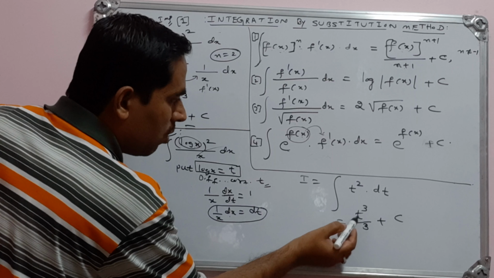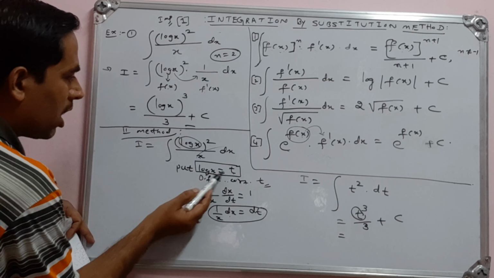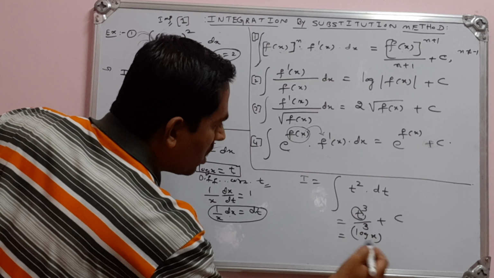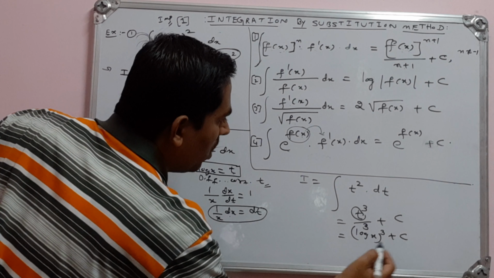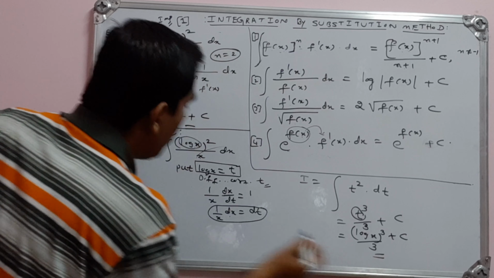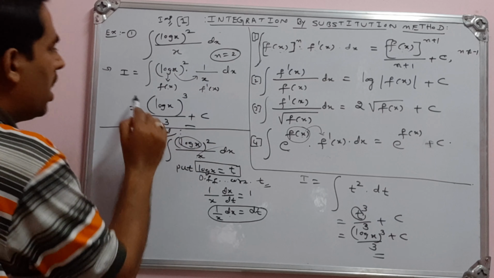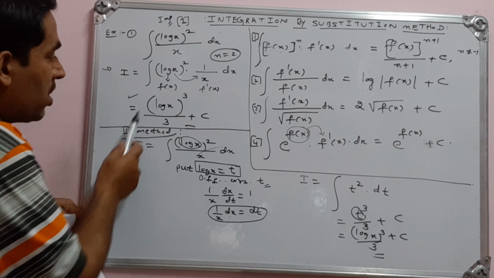At the end, what is this t? Instead of t, you can write log x. So I will write this log x. So log x whole cube divided by 3 plus c. Same answer. Here log x whole cube divided by 3, so log x whole cube divided by 3 plus c. I have written it only in one step.